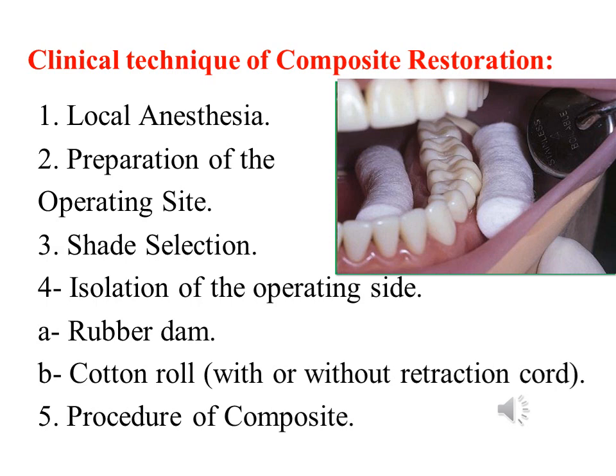How to do isolation? Number 1, by the rubber dam, with or without retraction cord, cotton rolls, saliva ejector, sucker. All these tools must be used during the composite restorations. The procedure of composite restoration.